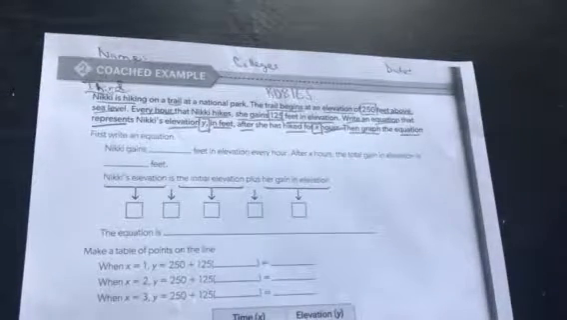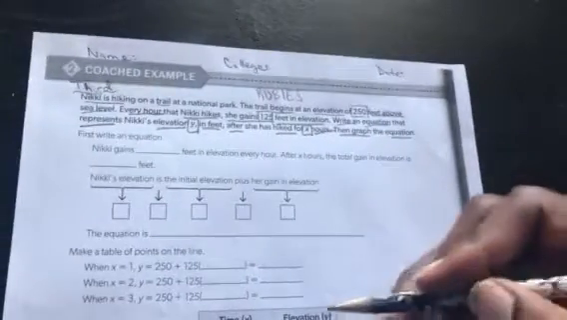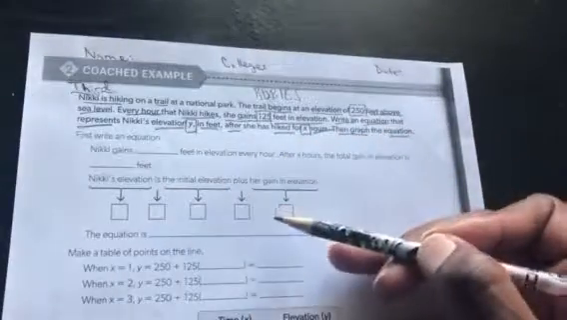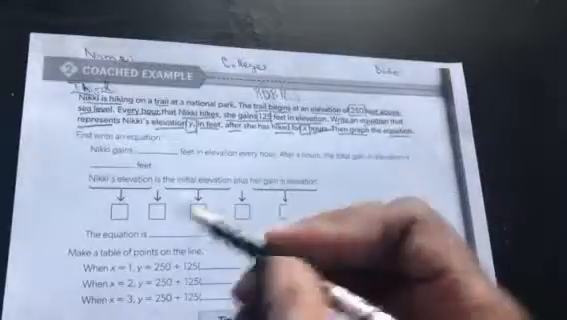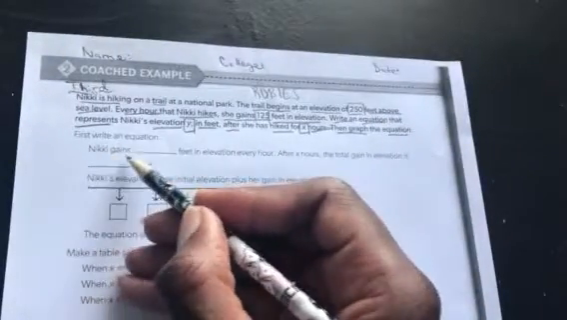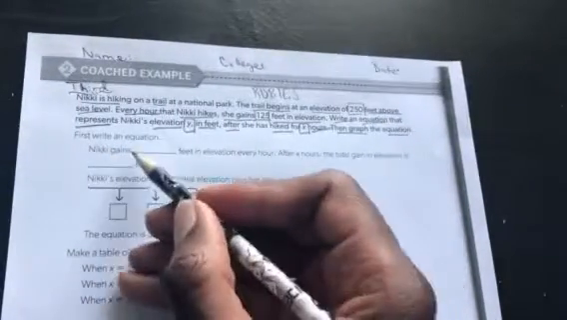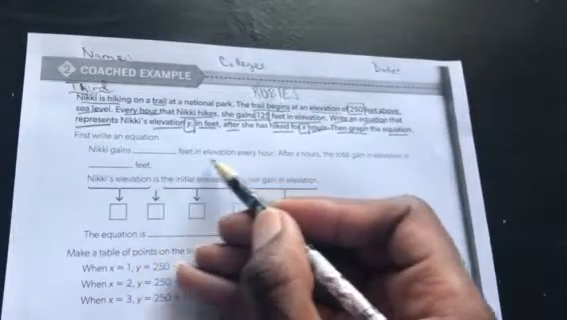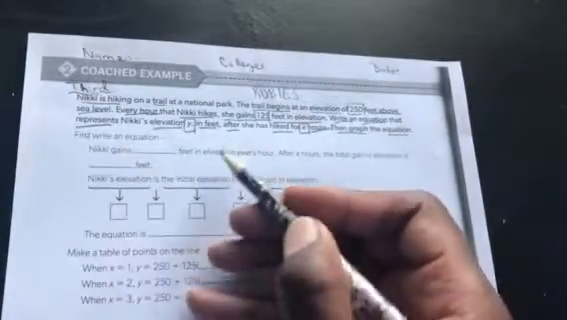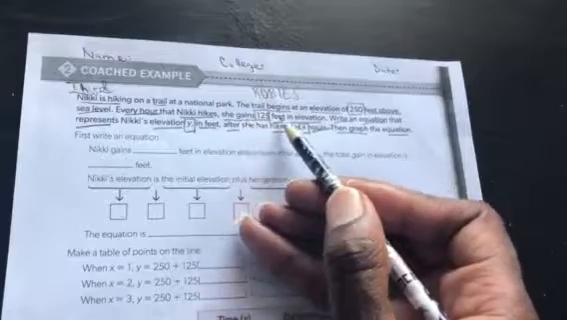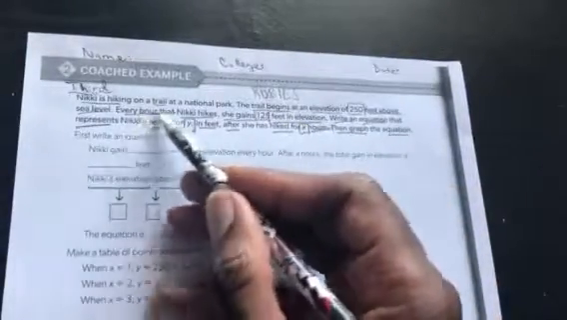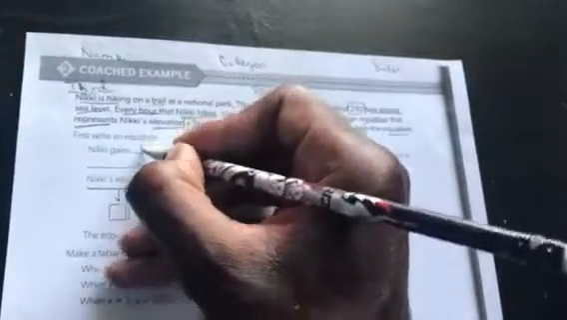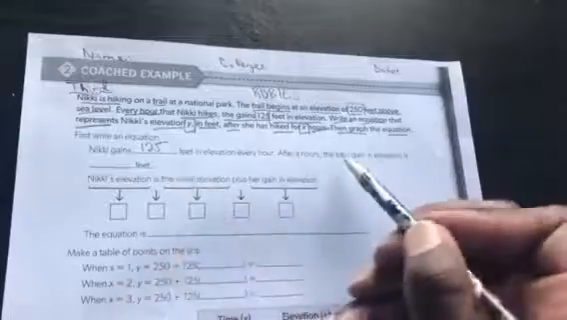We have to start thinking about this in broken down parts. Now, I'm going to write some information down here and then show how we could go back to a question and just identify those components. So first, Nikki gains, well, how much does she gain? She gains blank feet in elevation every hour. So I'm going to look for where I see that. Oh, she gains 125 feet in elevation. And then it says every hour. So I know this is 125 feet in elevation.